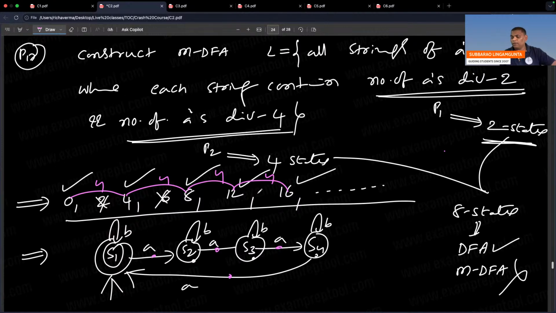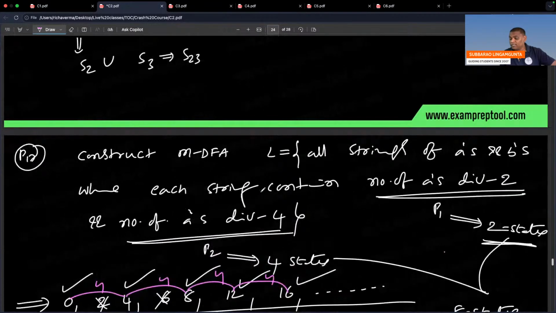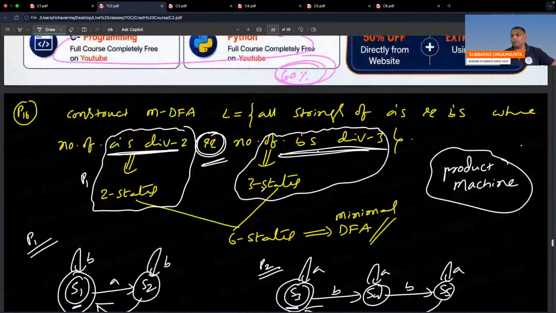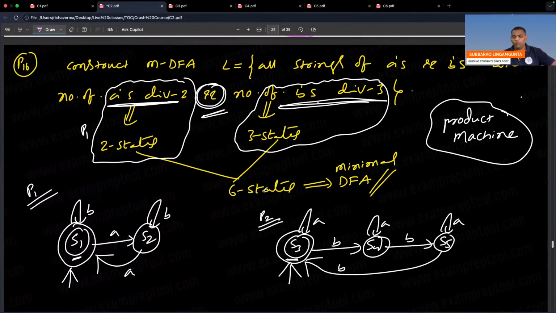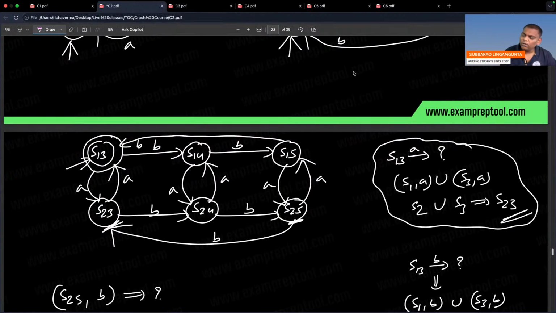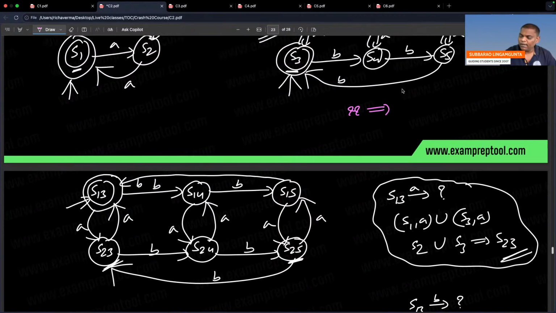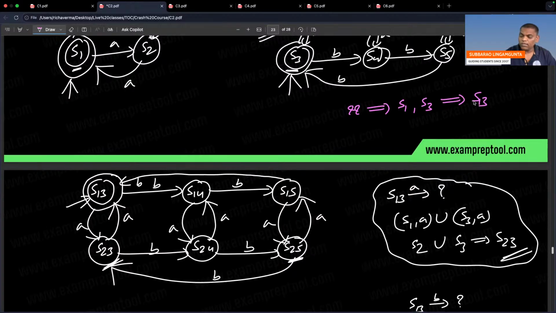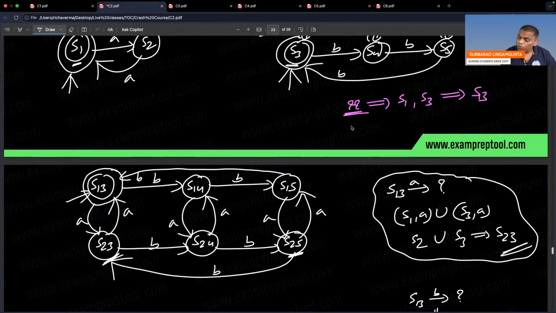Remember, same symbol: find the series. Different symbols: find the individual machines and multiply. The product machine is more than enough. Please be careful. So here the final state, because of the AND operation in this problem, is both finals. The first diagram's final is S1. The second diagram's final is S3. Combined, the final is S13 because of the AND operation. Suppose an OR operation is given, not AND. If OR, if the first one is satisfied, S1 is final. If the second one is satisfied, S3 is final.